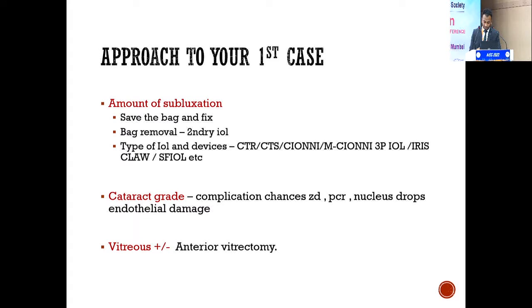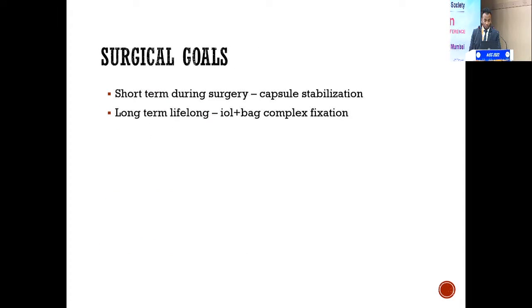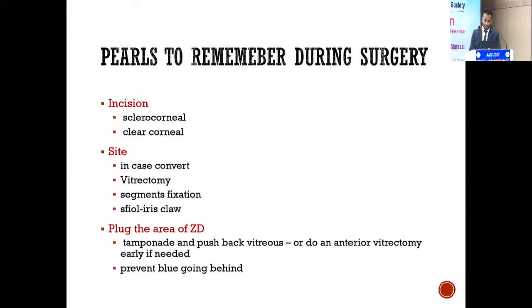Vitrectomy also may be needed. So the surgical goals are two. There is a short-term goal during the surgery, where you have to do capsular stabilization, and a long-term goal, where the IOL and bag complex has to be fixed.